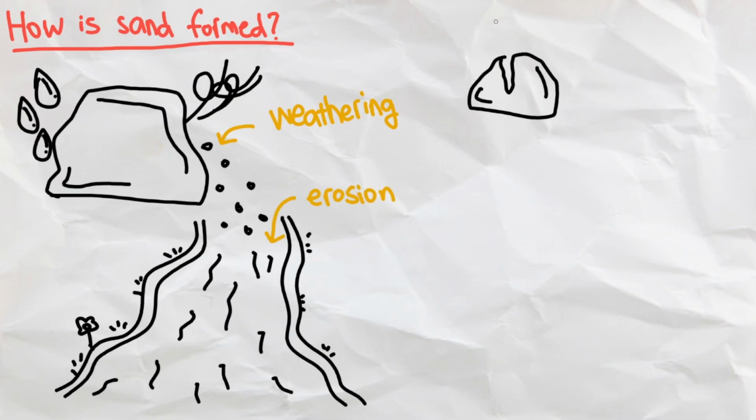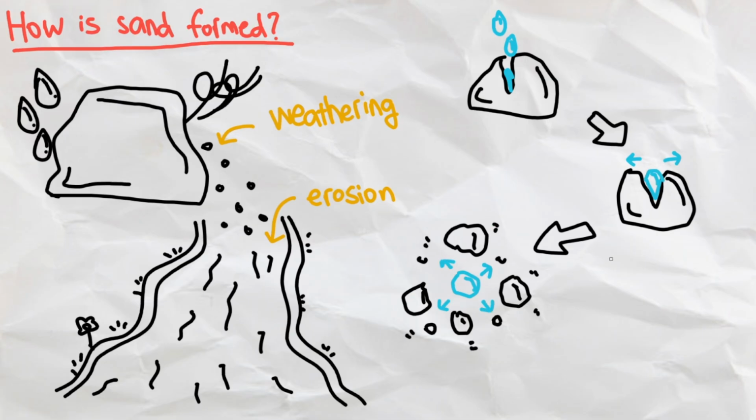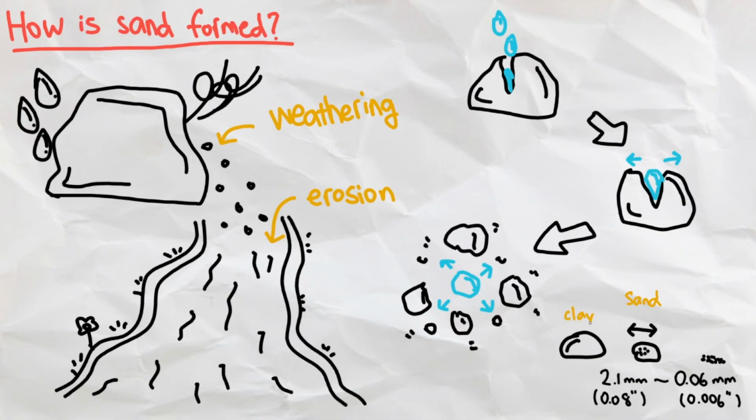For example, water may drip into the cracks of a rock, which will expand if it freezes. This will shatter the rock from the inside, breaking them down into smaller pieces. Over time, when those bits reach between 2.1 millimeters and 0.06 millimeters in diameter, they are classified as sand, between the sizes of pebbles and clay. However, different types of weathering and erosion affect the structure of the sand grains.